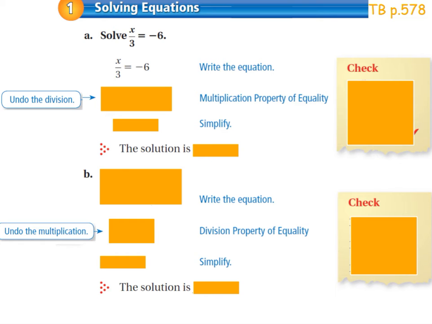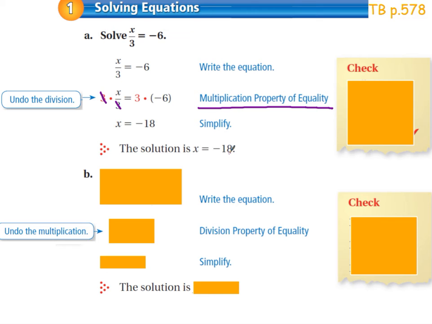It says solve x divided by 3 equals -6. So the first thing we're going to do is apply the multiplication property of equality. The opposite of dividing by 3 is multiplying by 3. And when we use these inverse operations, it will get the variable by itself. So we multiply both sides by 3. The 3's cancel each other out, so I just have the x on the left side of the equal sign. And 3 times -6 is -18. So the solution is x equals -18.